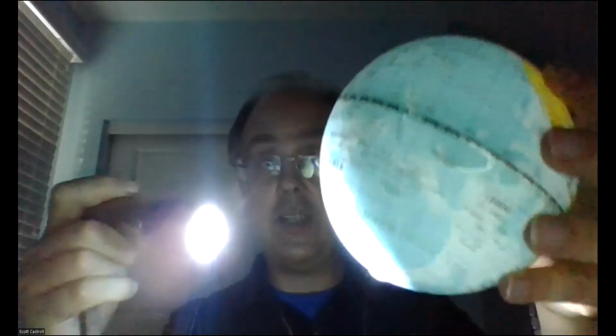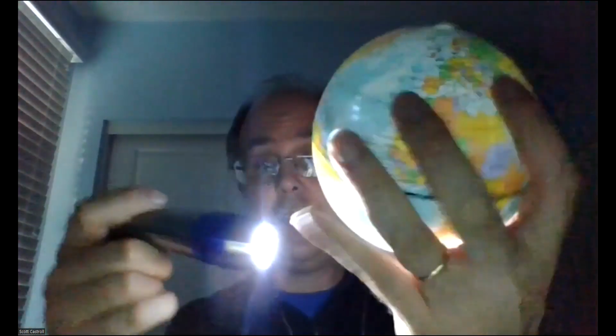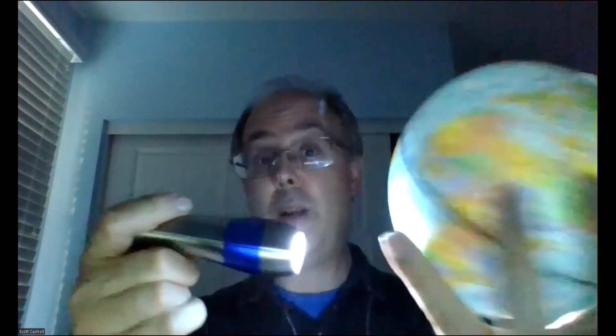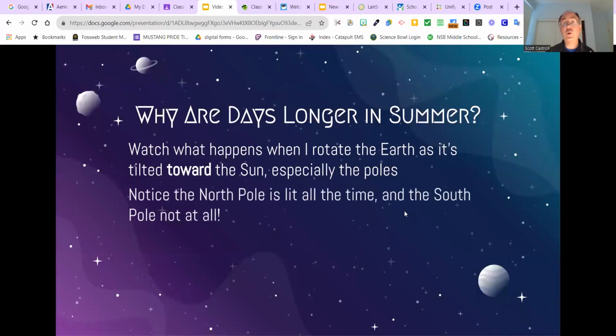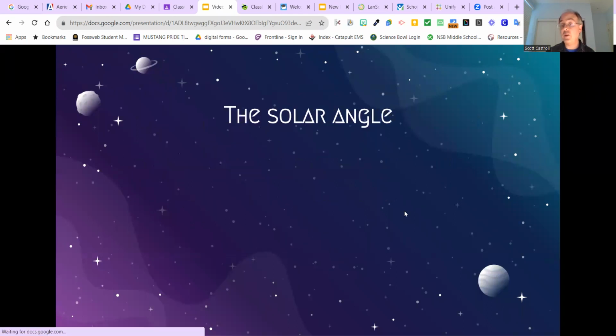Now, if I reverse it, now you can see the South Pole is lit up and the North Pole is night for that same 24 hours in the winter. Notice the North Pole is lit all the time and the South Pole not at all. That's the summer. And I reversed the tilt and that was the winter.